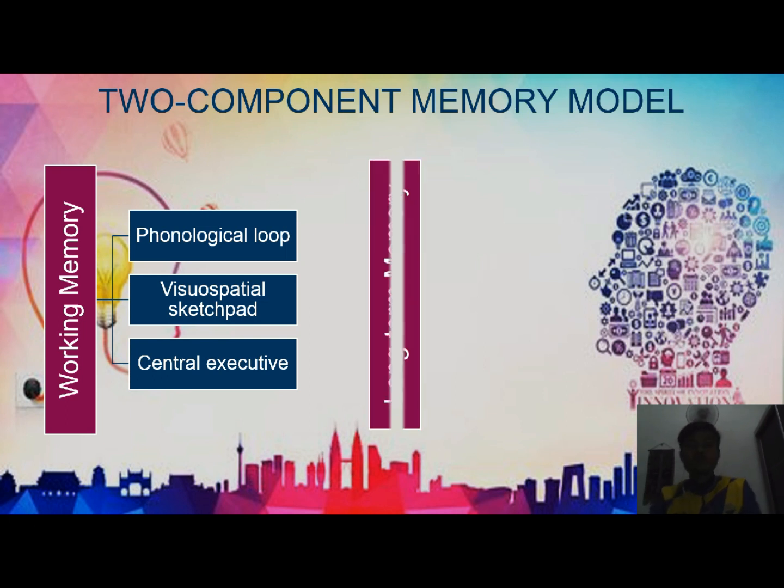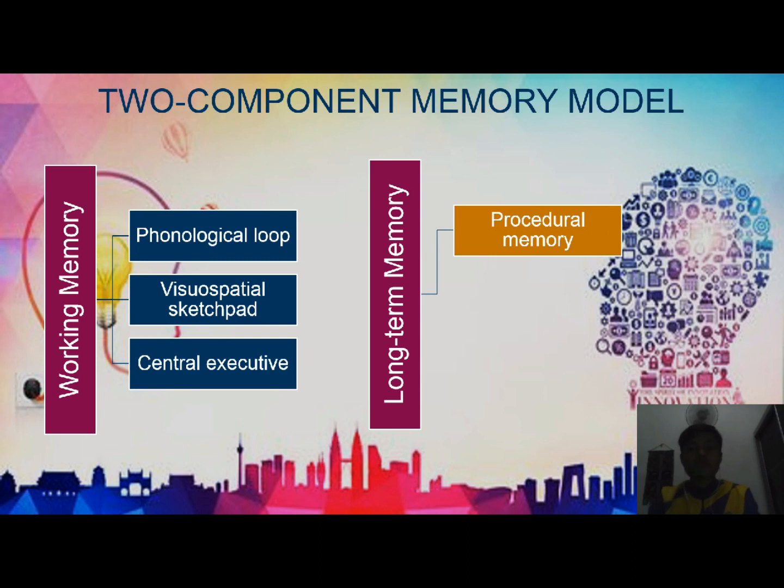Okay, next we will go to the long-term memory. For the long-term memory, the first one is procedural memory. Procedural memory stores the information on how to perform certain procedures, meaning the process of something that consists of steps, such as walking, riding and talking.